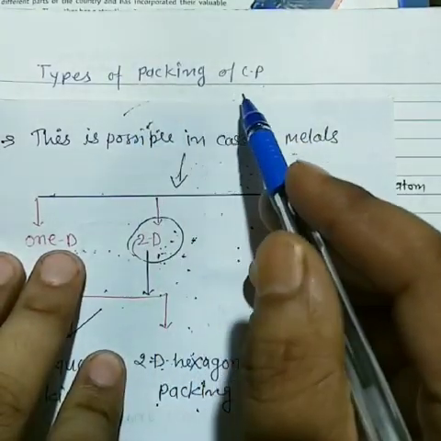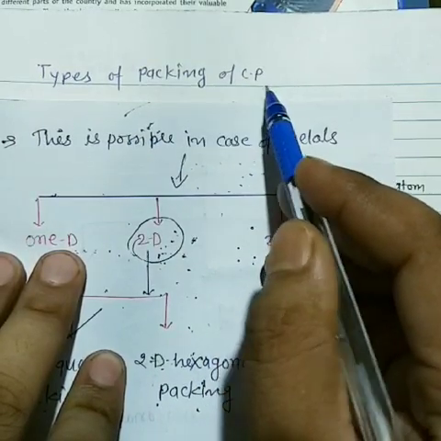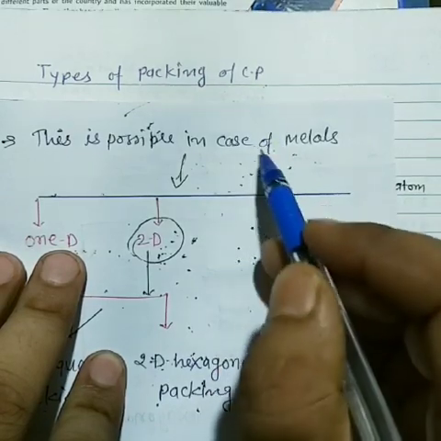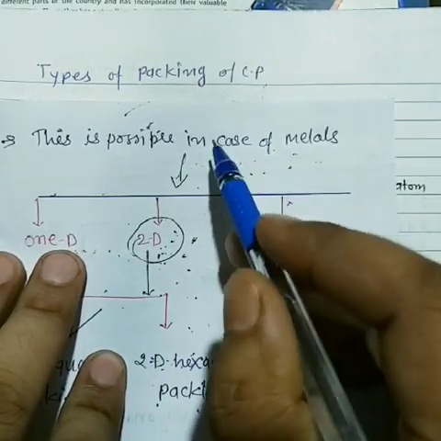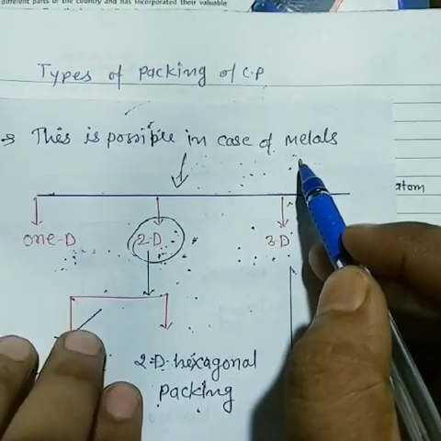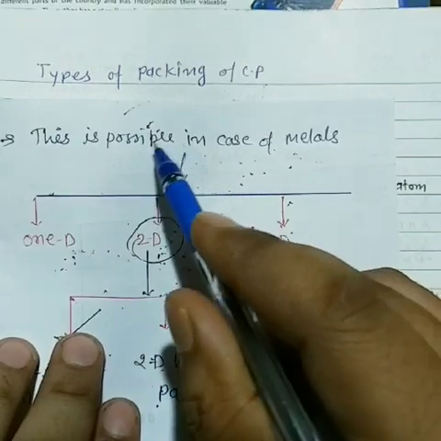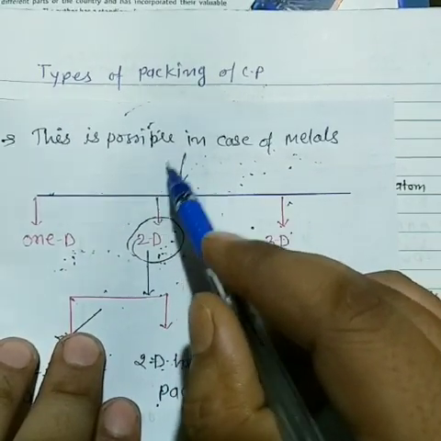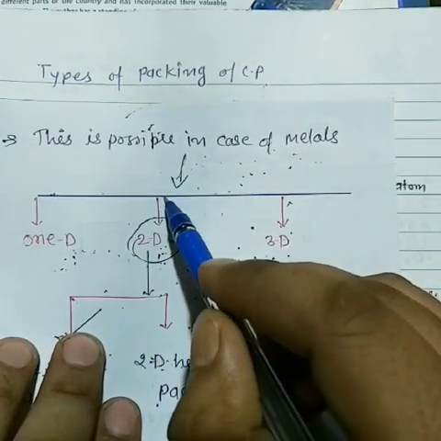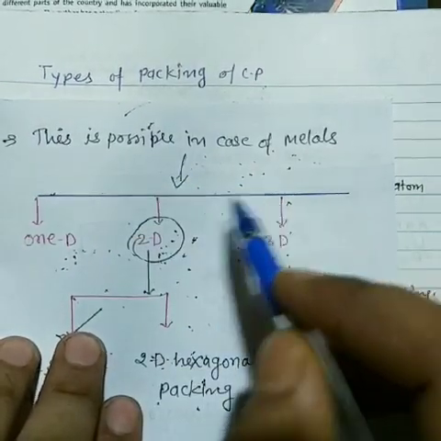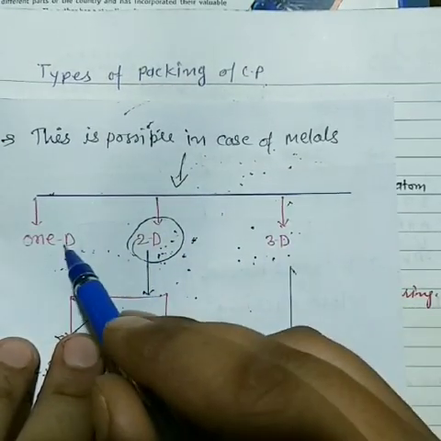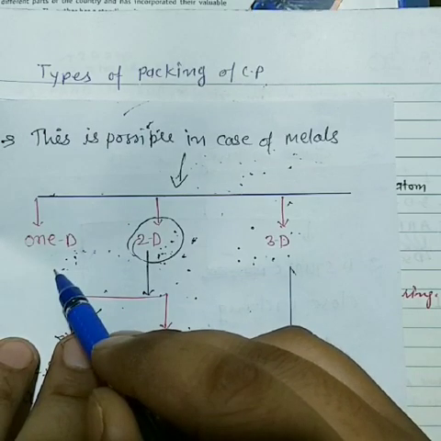So now, types of packing efficiency of cubic packing. This is possible in the case of metals. In the first video I taught you that solid state mainly depends on the metals. So their constituent particles are arranged in the cubic cell. On the basis of arrangement, these are categorized into 3 types: first, one dimensional, two dimensional, and three dimensional.